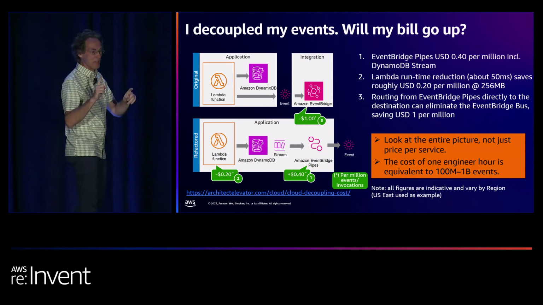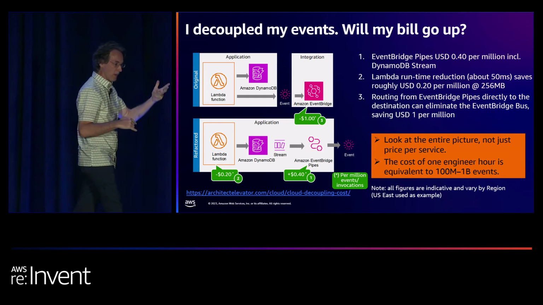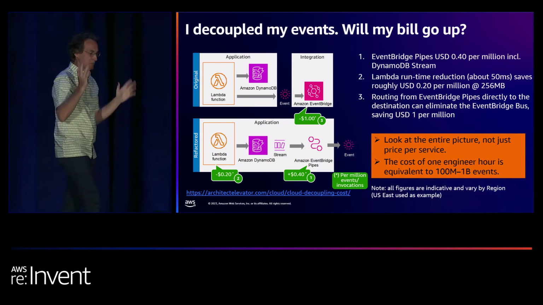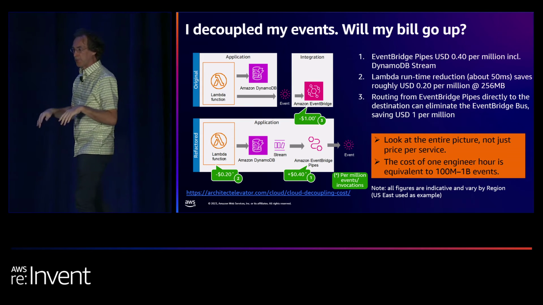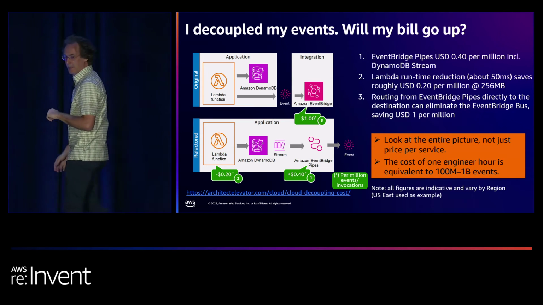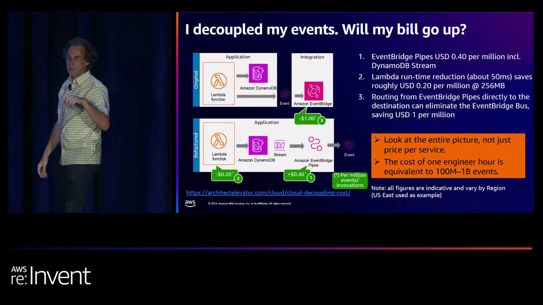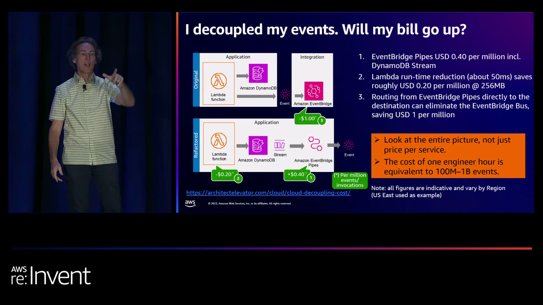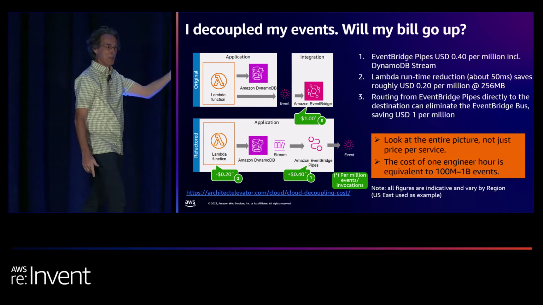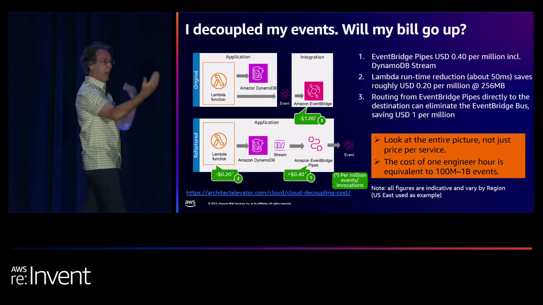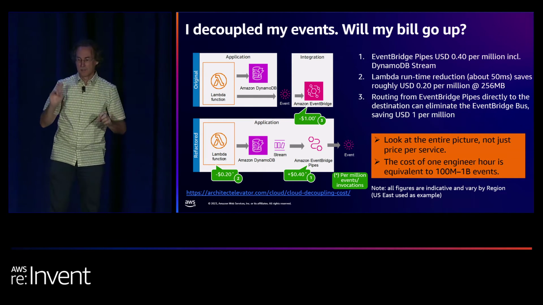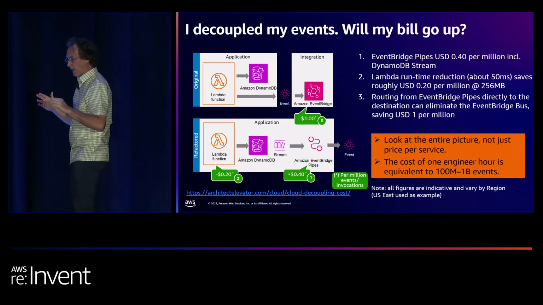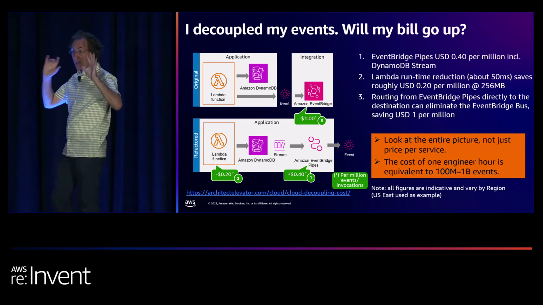But the Lambda runtime also went down, and I just picked some typical numbers. Let's say that's a 256 megabyte Lambda. So the 40, 50 milliseconds that were saved by not having to write the event actually saves you 20 cents. So I'm getting half of my money back. Not bad, actually.